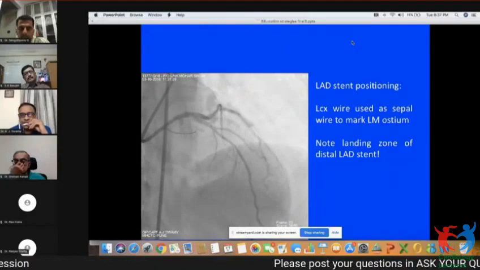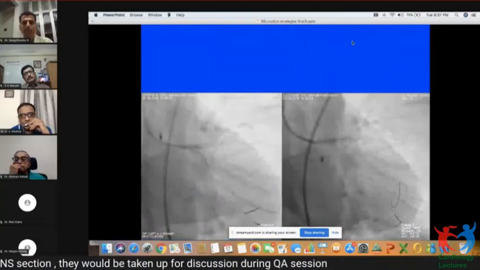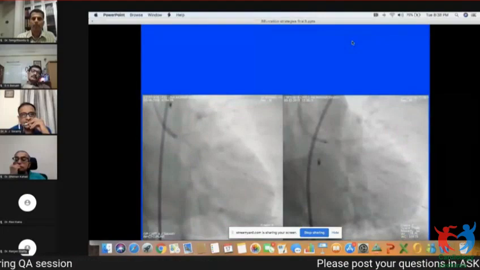The LCX wire is used as a sepal wire to mark the left main ostium, and we use the landing zone of the distal LAD stent. This is the stent inflation, then the POT, the recross, open the strut, the kiss, and the report, and that's our final result. This is what we started with, and this is what we finished with.